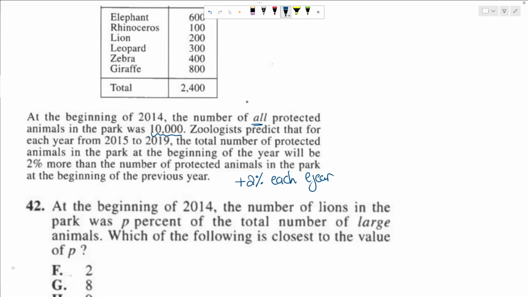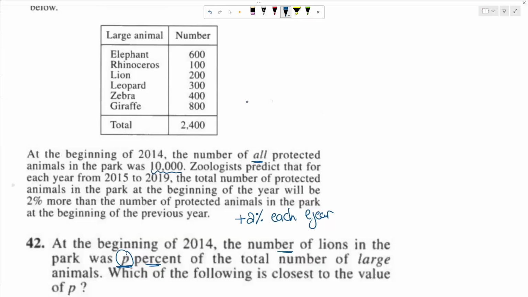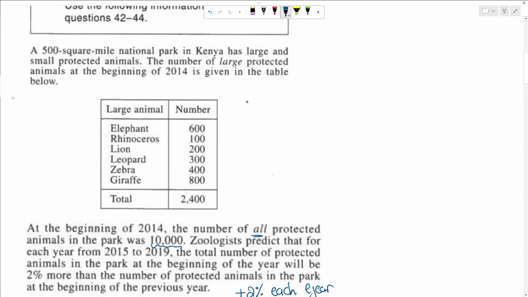At the beginning of 2014, the number of lions in the park was P% of the total number of large animals. Which of the following is closest to the value of P? So what is that P again? P% is the number of lions from the total large animals. So I'll go back to the table and check how many lions there are. There are 200 lions. Out of how many large animals in total? Out of 2,400. So it's basically 200 over 2,400, which would get you 1 over 12.